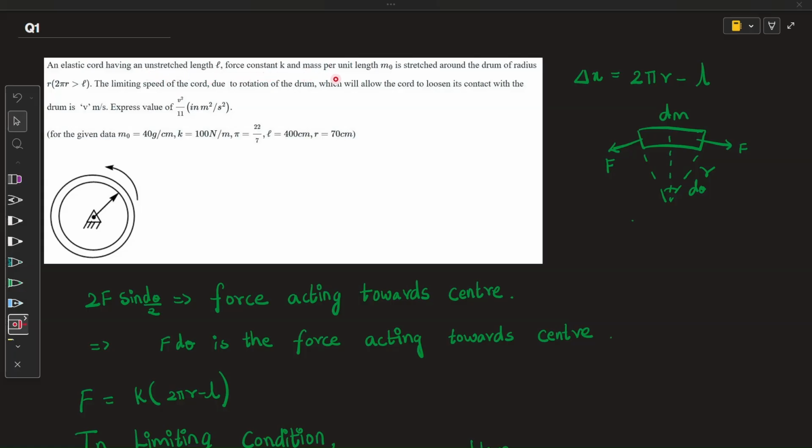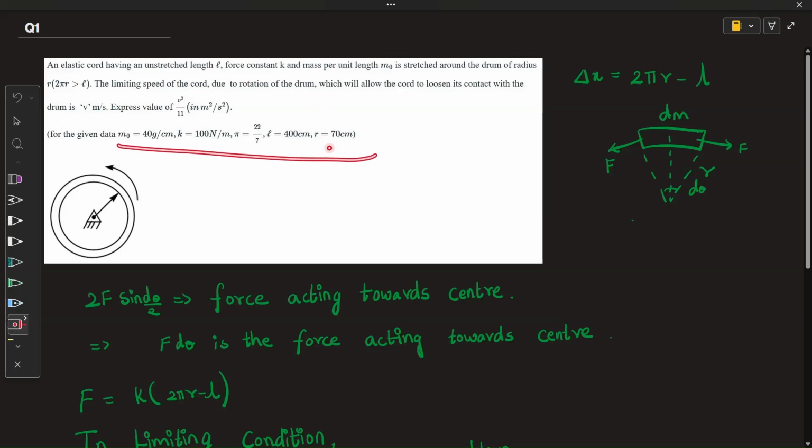An elastic cord having an unstretched length L, force constant K, and mass per unit length m naught is stretched around the drum of radius r. You may note here the circumference or the perimeter of the drum is greater than the length of the cord. Let's assume the cord to be a rubber band. The rubber band's total circumference is less than that of the drum. The limiting speed of the cord due to rotation of the drum, which will allow the cord to loosen its contact with the drum, is v meter per second. Express the value of v square by 11.